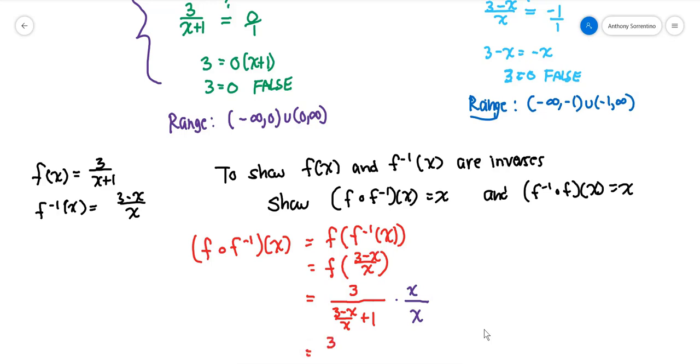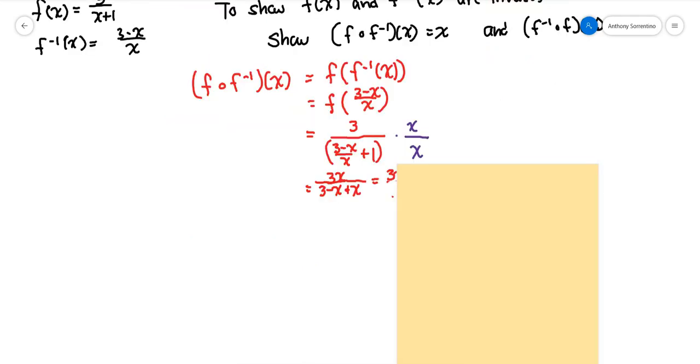On top, I get 3x. On the bottom, I'm going to have to distribute that x. 3 minus x over x is just going to be 3 minus x. Positive 1 times x is going to be plus x. So I have 3 minus x plus x on the bottom. The minus x and plus x cancel. And that equals x. So far, I got that established.